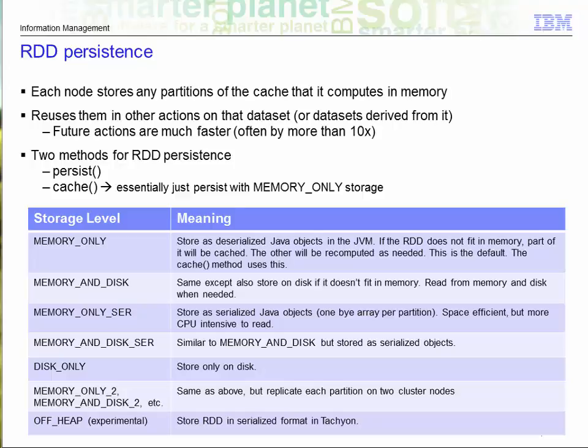The first time an RDD is persisted, it is kept in memory on the node. Caching is fault tolerant because if any of the partitions is lost, it will automatically be recomputed using the transformations that originally created it.